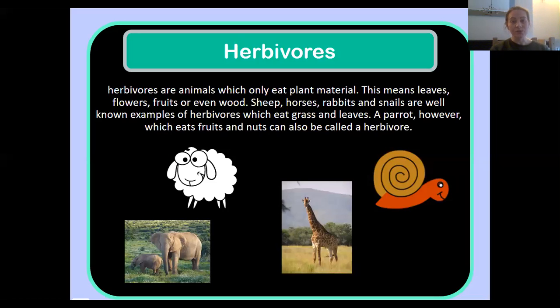Herbivores are animals which only eat plant materials. This means leaves, flowers, fruits, or even wood. Sheep, horses, rabbits, and snails are well-known examples of herbivores which eat grass and leaves. A parrot, however, eats fruits and nuts, can also be called a herbivore.